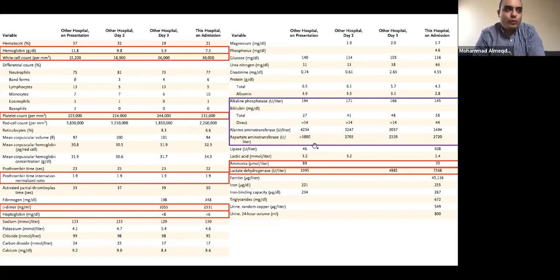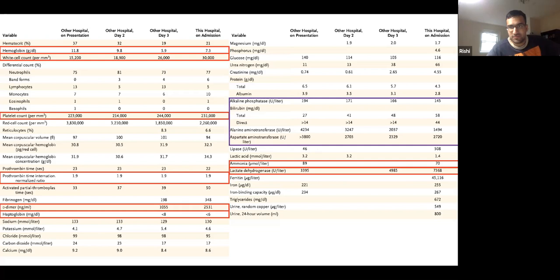At this point, what would be your differential for this guy coming in with these high numbers of liver enzymes? Viral hepatitis. Okay, so viral hepatitis.